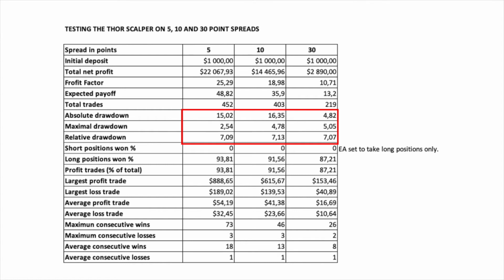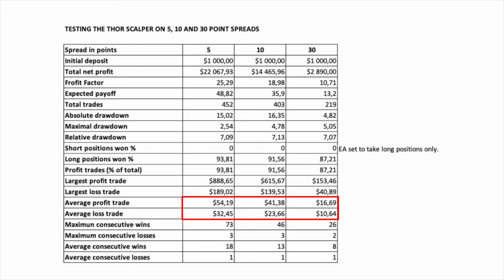As expected, the percentage of profitable trades decreased as spreads widened. With the Thor Scalper, the profit trade percentage declined from 93.81% with a 5-point spread to 87.21% with a 30-point spread. This decline is only marginal, and the EA generated a good percentage of profitable trades at the wider spread.